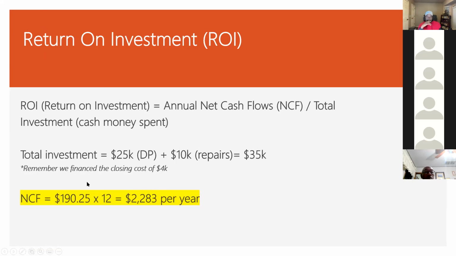So if I do it right, the $190 a month that I get in net cash flow times 12 gives me the annual. So I'm earning net cash flow of $2,200 a year on this property. And if I take that divided by the money that I have invested, then I'm getting about a 15% return on my money. Any questions? That's cash on cash return.